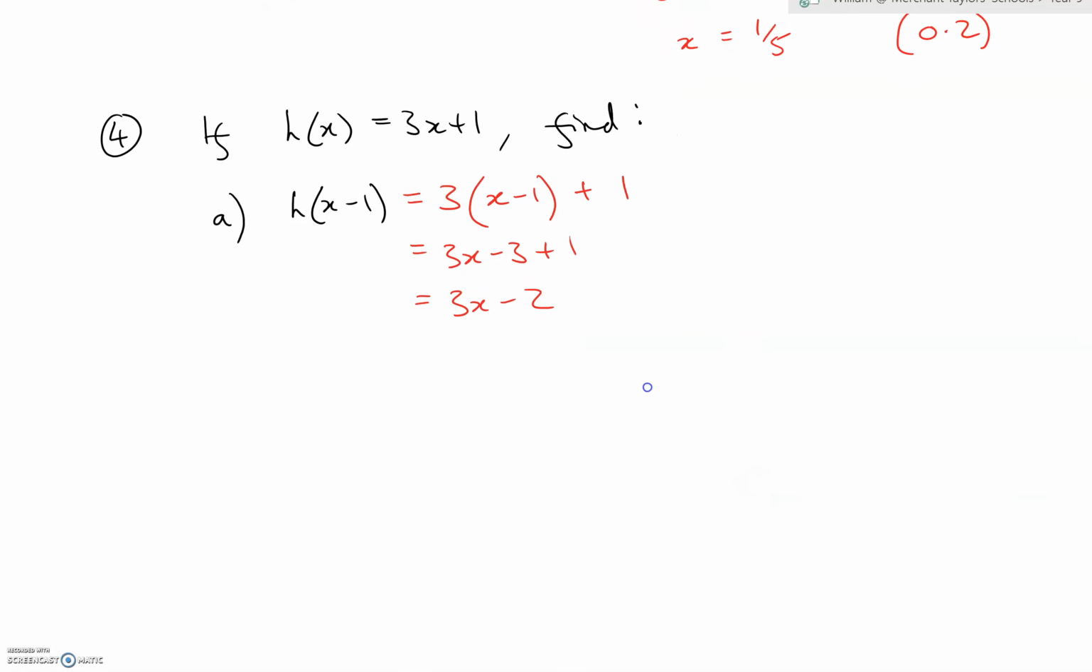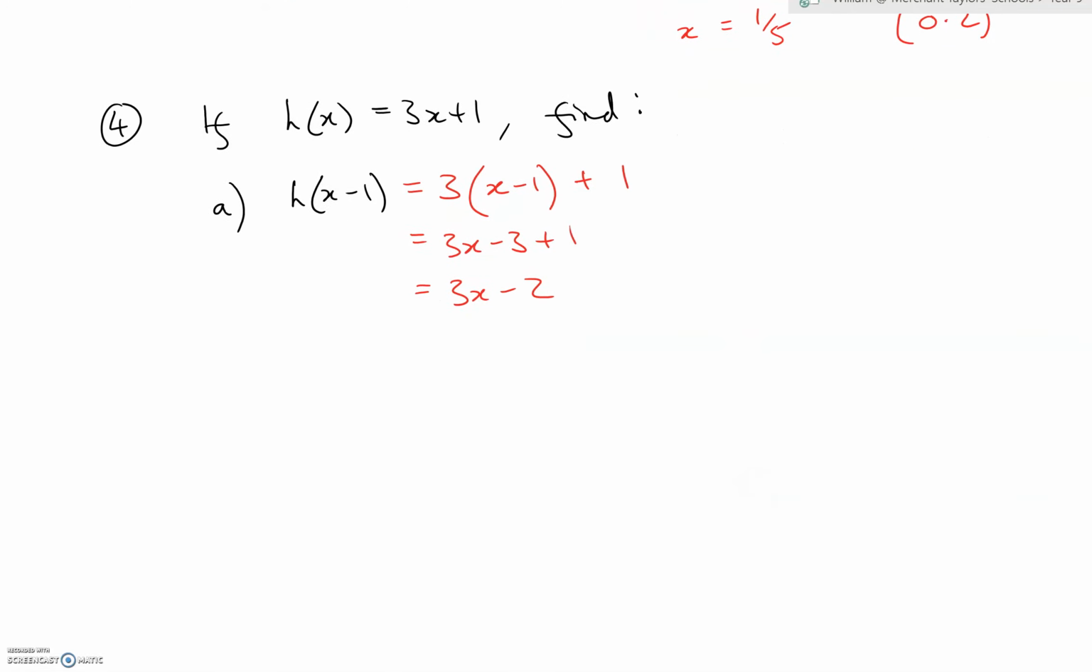So it's still the same idea. It's not a number that I'm subbing in, it's a letter. So I can't find its value, but this is the best I can do. It's an expression for h of x minus 1.